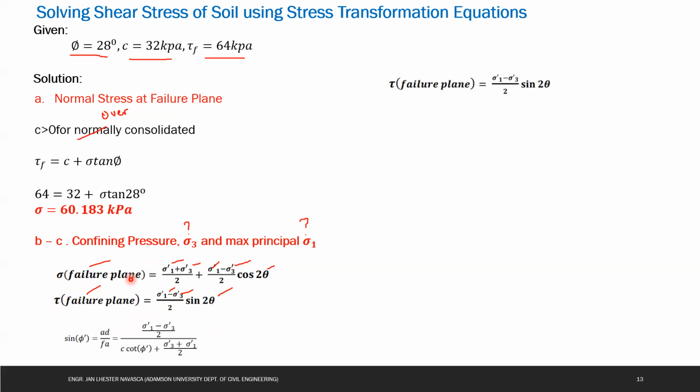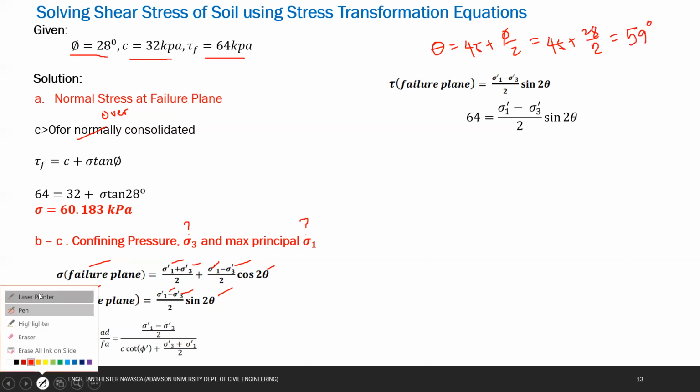The tau at failure plane equals sigma 1 minus sigma 3 over 2 times sine 2 theta. By direct substitution, we get 64 equals sigma 1 prime minus sigma 3 prime over 2 times sine 2 theta. We can now solve for theta. Ang theta natin is 45 plus phi over 2, which is 45 plus 28 over 2, so 14. That is 59 degrees.